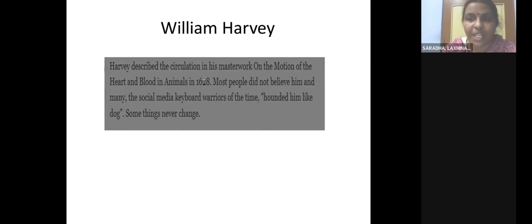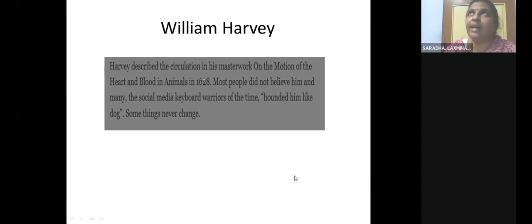He is the first person to speak about the valves in the veins and the flow of blood in the heart. A proper, clear understanding of the flow of blood in the heart was explained by William Harvey. He is English, belongs to England, and had done a lot of research by means of the dissection of different animals. He came to a conclusion, but most of his theories were not accepted by the people at those times, right?